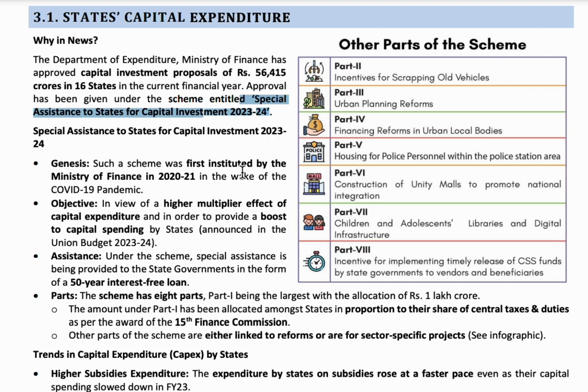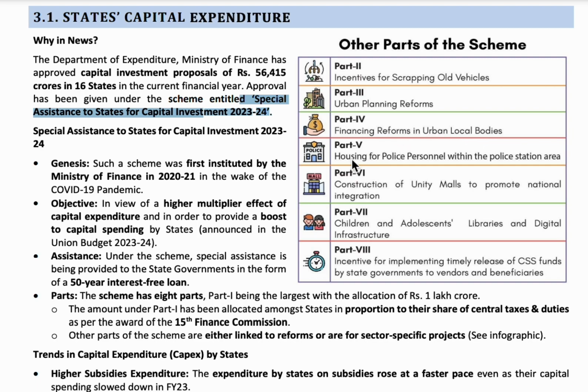This is about the first part: the amount is allocated based upon central taxes and duties under the Special Assistance to States for Capital Investment scheme. The second part is incentives for scrapping old vehicles. The third part is urban planning reforms. Fourth is financial reforms in urban local bodies.